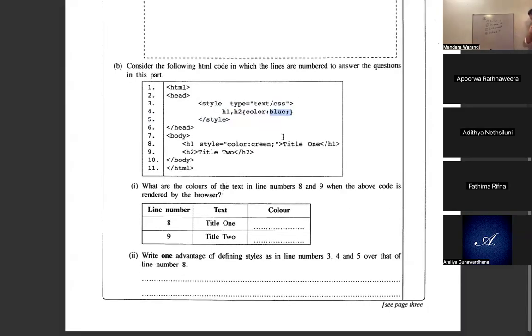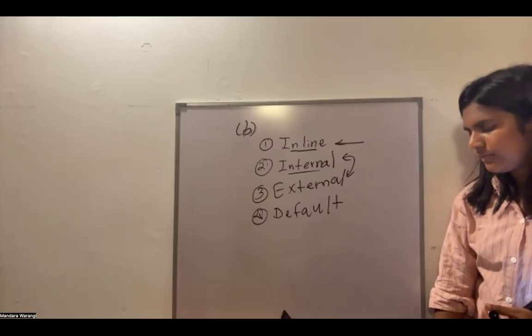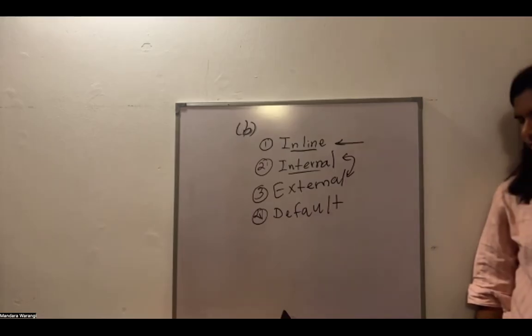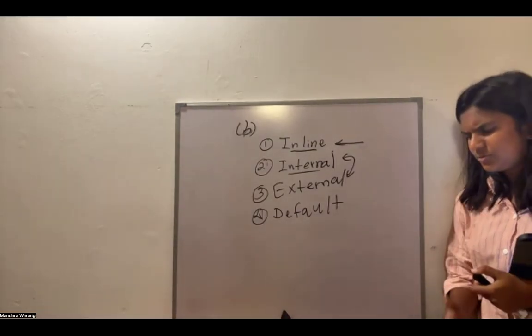The next one asks: write one advantage of defining styles inline in lines 3, 4 and 5 over line number 8. If you have any ideas, what are the advantages? They are asking the advantages of inline CSS compared to internal CSS. If you have any answers, please put them in the chat so that I can see. We can do this as a discussion.